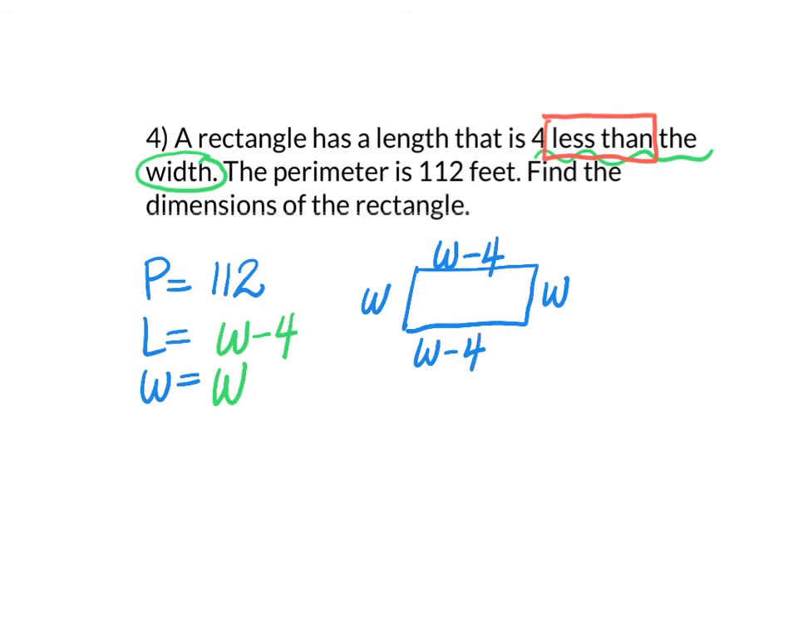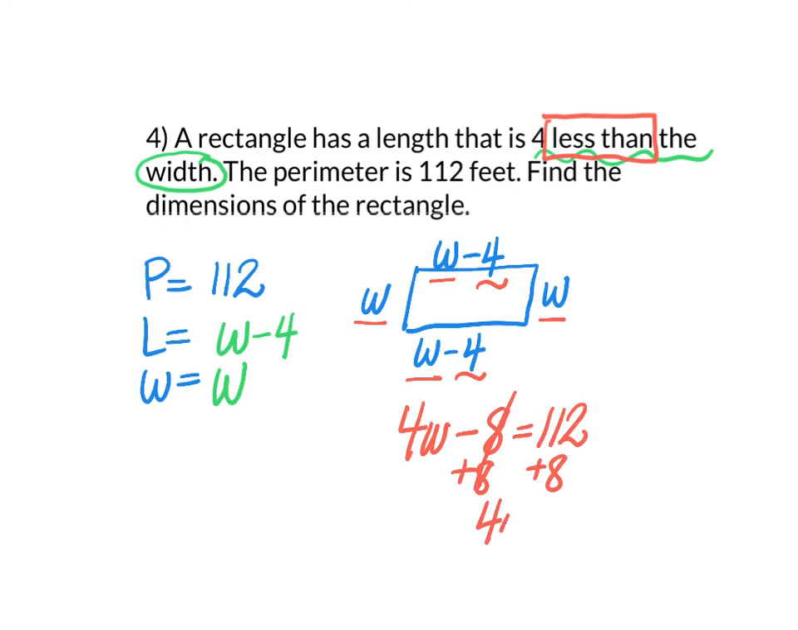And now I can combine like terms and make my equation. So let's count our W's. We have 1, 2, 3, 4. 4 W's minus 4 makes minus 8 is equal to 112. So now when I add 8 to both sides, I get 4W is equal to 120. And when I divide by 4, I find out that my width is equal to 30. So my width is equal to 30 feet.